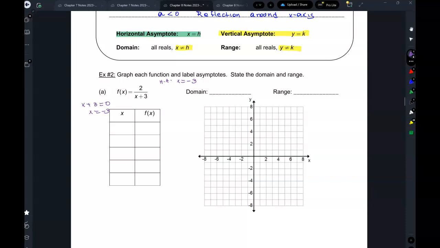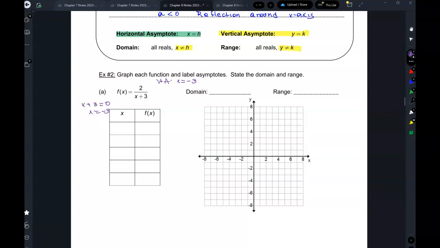What does the denominator equal? 0. When the denominator equals 0, the function is undefined. That's where the vertical asymptote is. Sorry, this is the vertical asymptote. Whenever the denominator is 0, that's where the function is undefined. That's where a vertical asymptote happens. This is very, very important. Denominator 0, function undefined, vertical asymptote. These three things are the same.